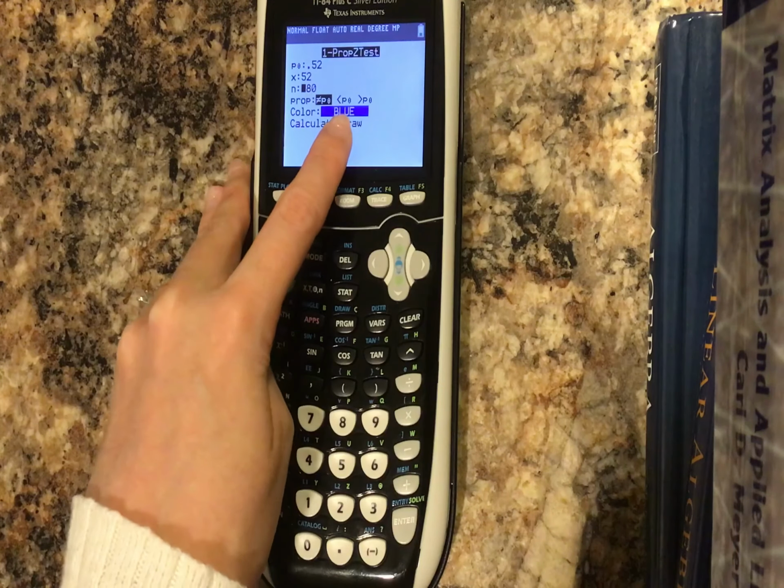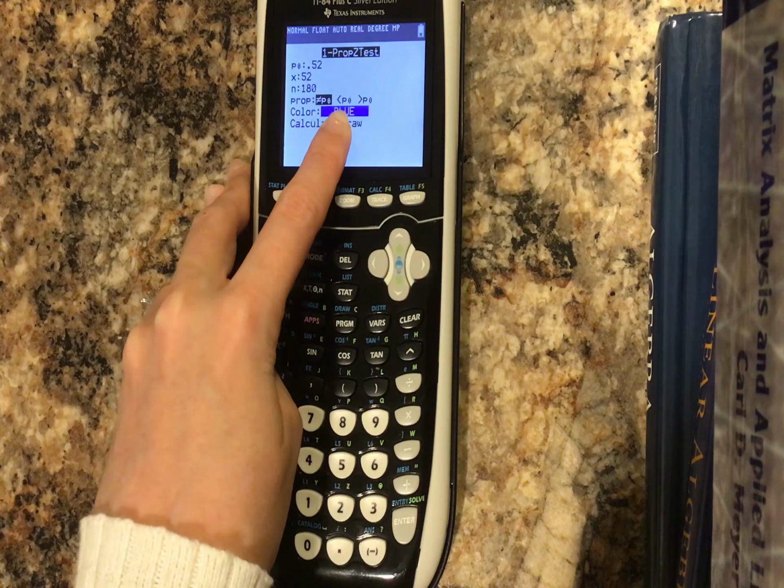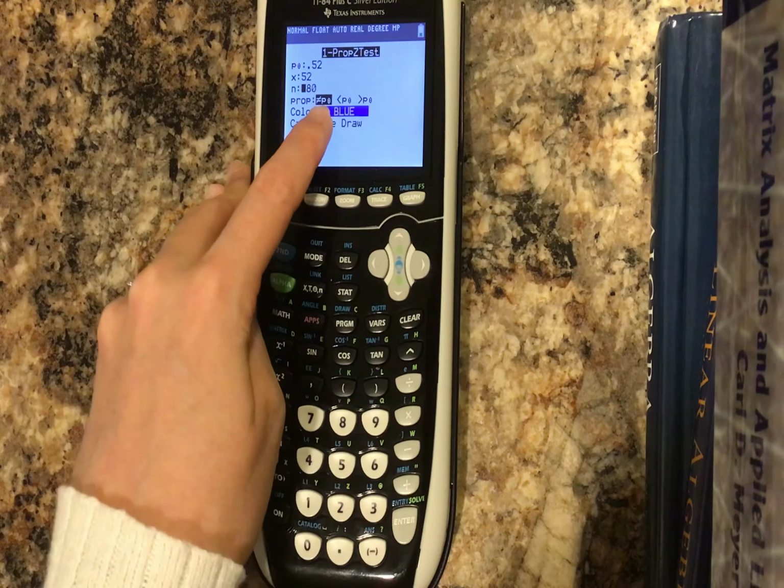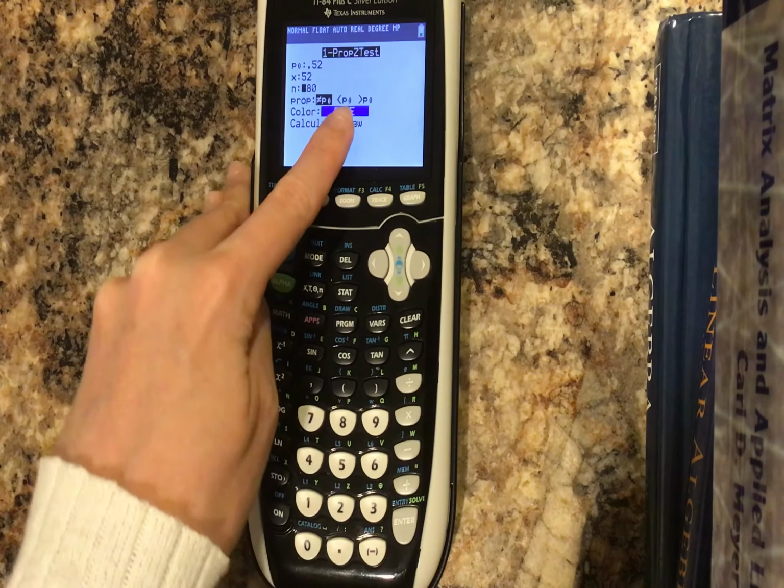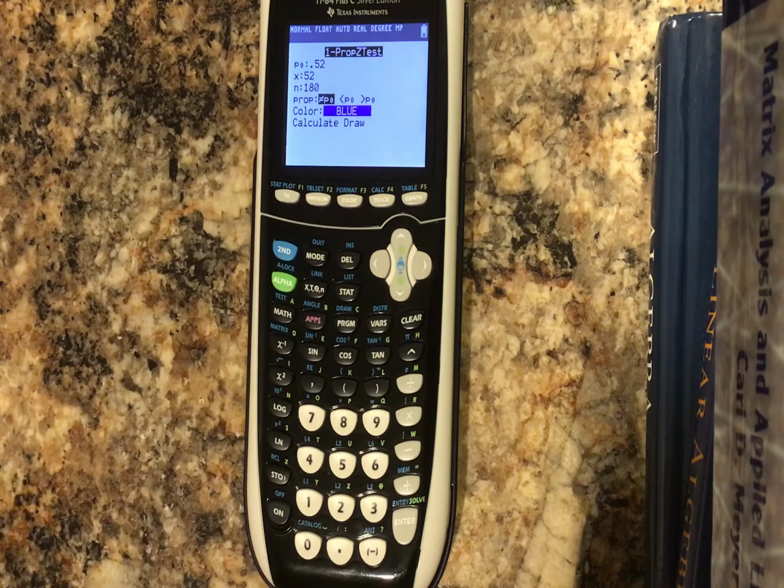This line here corresponds to what you have in your hypotheses. So you either have a two-sided hypothesis test where it's a does not equal, you can have a less than, or you can have a greater than. And then when you go ahead and calculate, it's going to give you that test statistic Z. It's going to give you the p-value that we can go ahead and compare to our significance level to see if we want to reject or fail to reject.